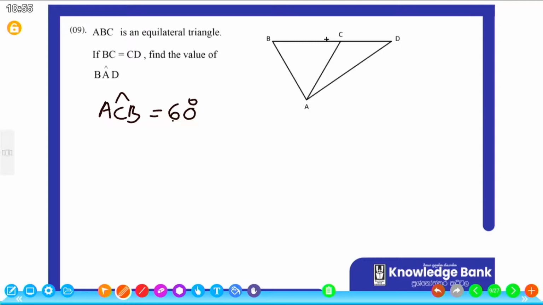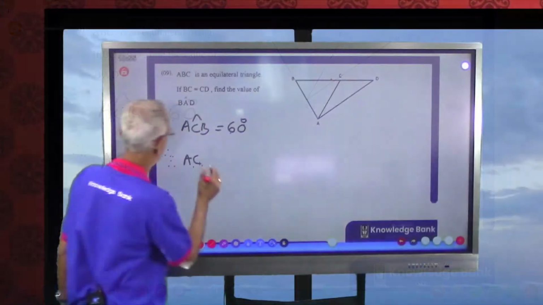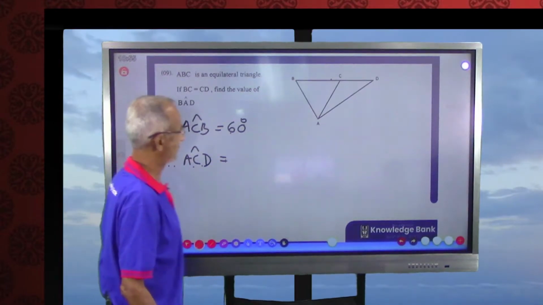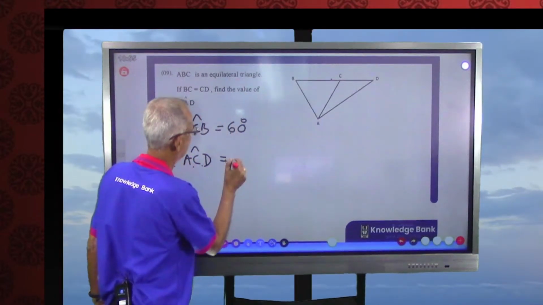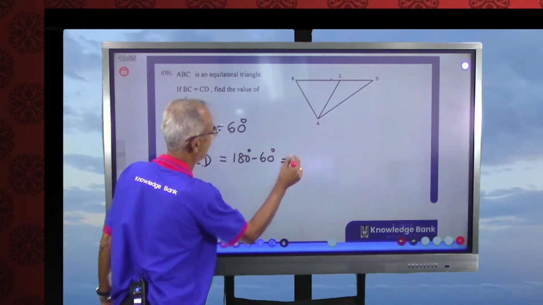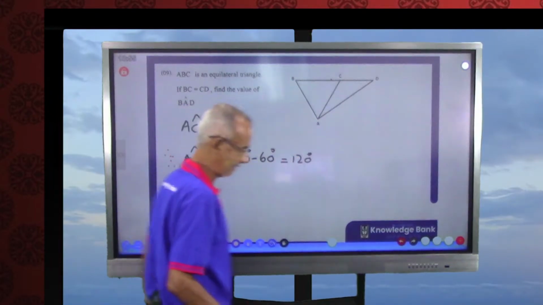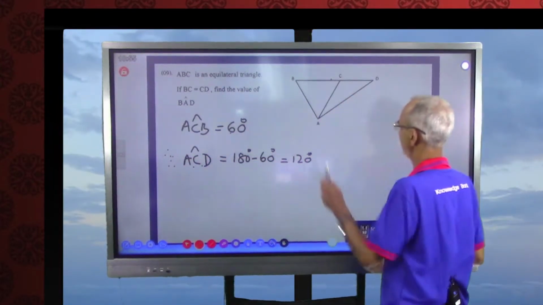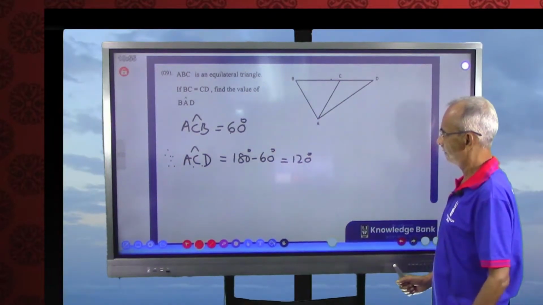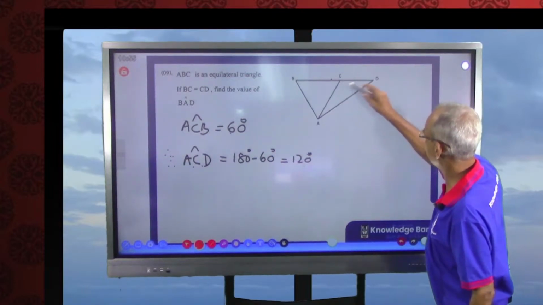Then you can find the angle ACD. Therefore, I will write angle ACD is equal to 180 minus 60. 180 minus 60 means 120 degrees. So the angle ACD here is 120.